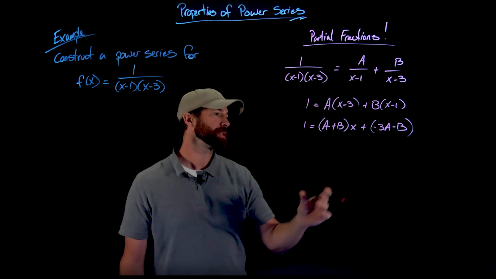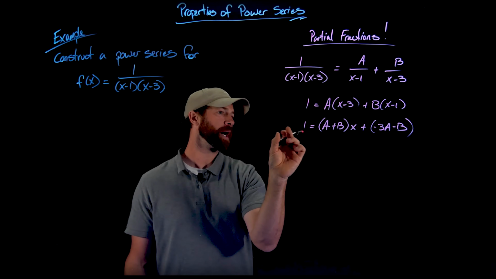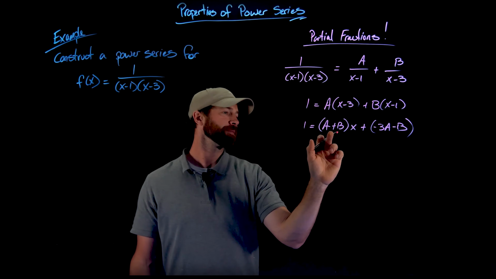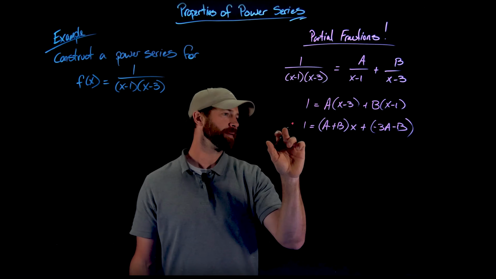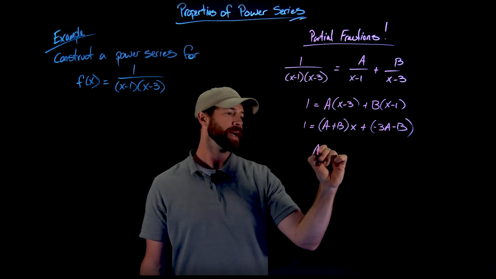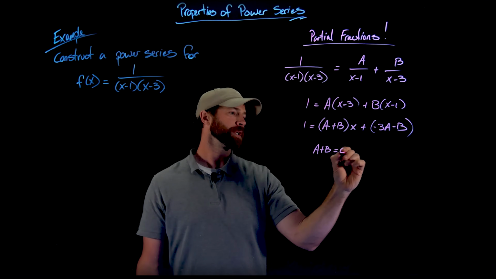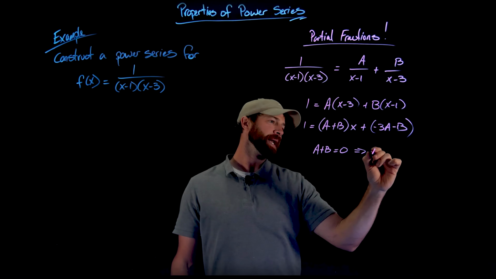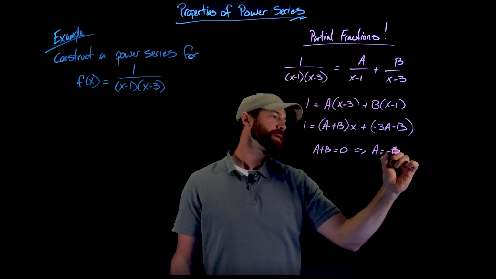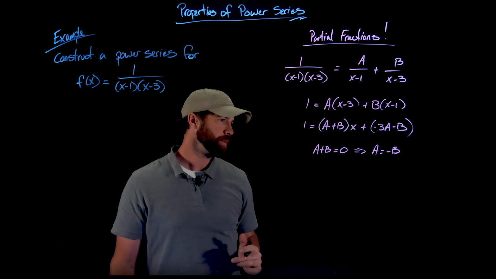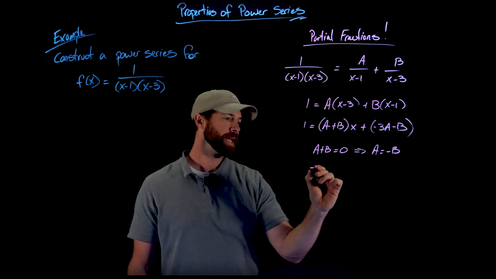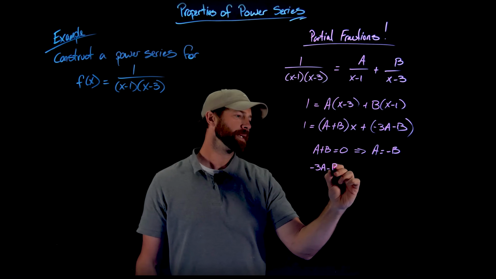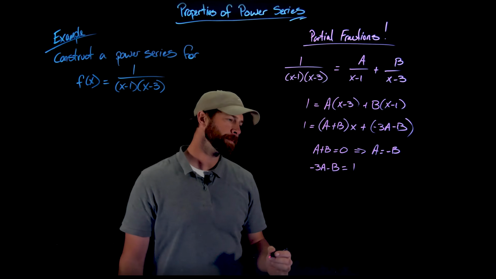And what that means is if this equals this, well, I know my linear coefficient here is 0 because I have no x's over here. So I know a plus b must equal 0. And when I do that, I always automatically say that means that a equals negative b. So they're just opposites of each other. That's the only way they're 0. And then I know that negative 3a minus b equals 1.